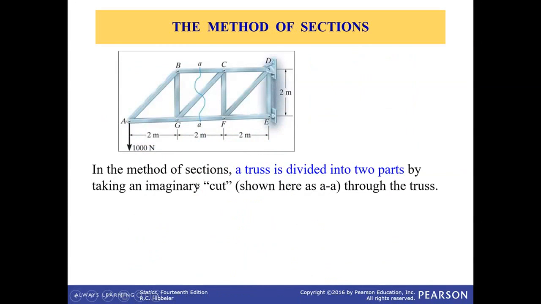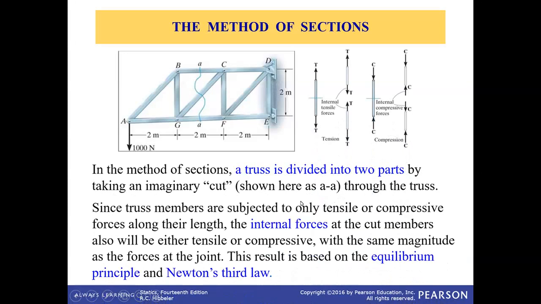In the method of sections, a truss is divided into two parts by taking an imaginary cut, as shown here by AA. It doesn't have to be a straight line. It can be any geometry in 2D through the truss. Since the truss members are subjected to only tensile or compressive forces along their length, the internal forces at the cut members will also be either tension or compression with the same magnitude as the forces at the joint. This result is based on the equilibrium principle and Newton's third law.